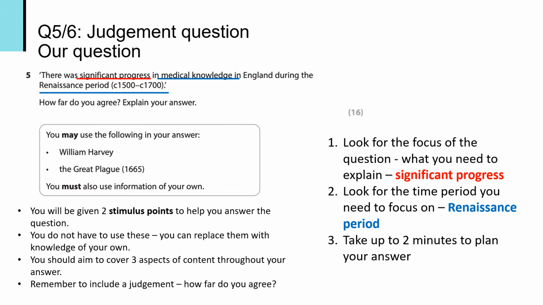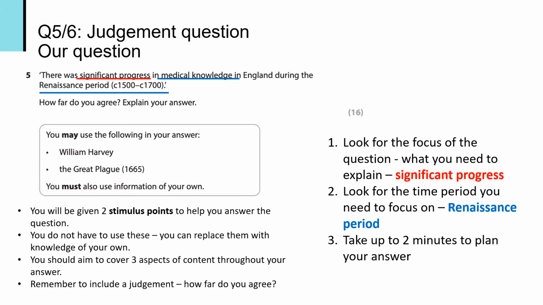We are going to look at this question taken from the Medicine in Britain paper. There was significant progress in medical knowledge in England during the Renaissance period, circa 1500 to 1700. How far do you agree?